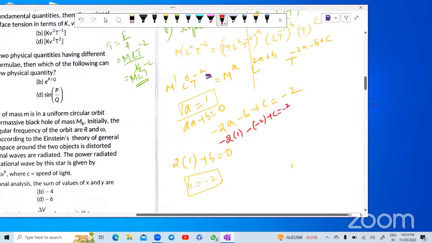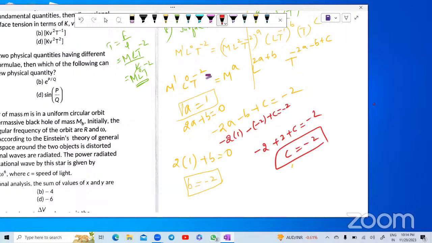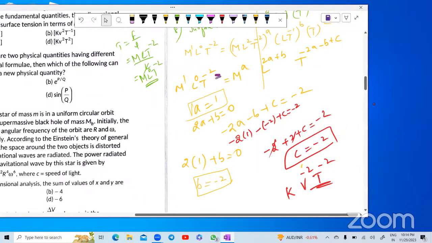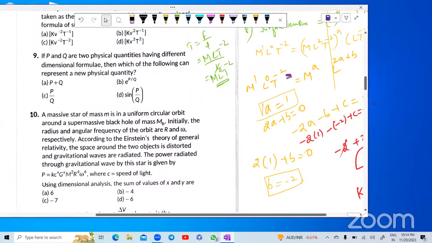ठीक है ना? तो अभी यहाँ से सी की वैल्यू निकाल लीजिए, सो इट इज -2 माइनस माइनस +2 प्लस सी इज इक्वल्स टू -2। सी की वैल्यू बन गई कितनी, -2। यानी दिस विल बी इक्वल टू k टू द पावर ऑफ 1, v टू द पावर ऑफ -2, t टू द पावर ऑफ -2। कौन सा ऑप्शन मैचअप हो रहा है देख लीजिए बेटा, k v टू द पावर ऑफ -2, t टू द पावर ऑफ -2, c इज द बेस्ट ऑप्शन राइट। आ गया? समझ लिया? शेयर हो रहा है ना बेटा?